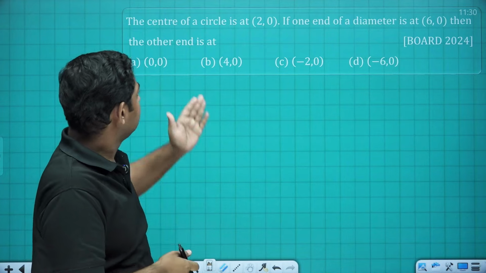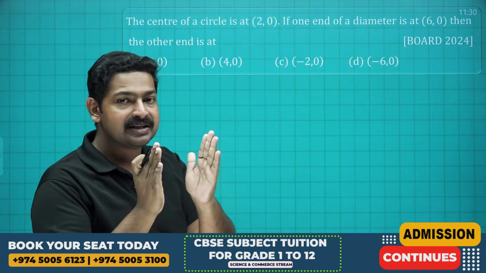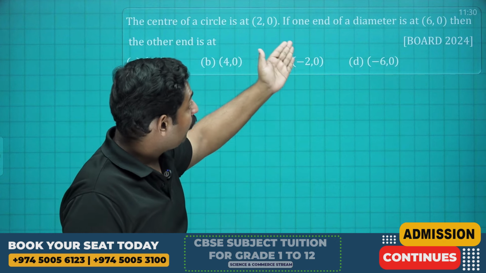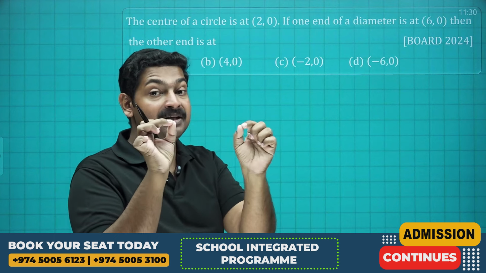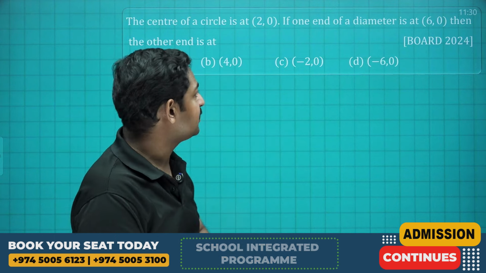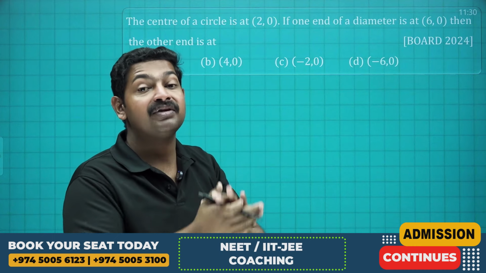Moving to the next one. The center of a circle is at (2, 0). If one end of a diameter is at (6, 0), then the coordinate of the other end is what we need to find out.